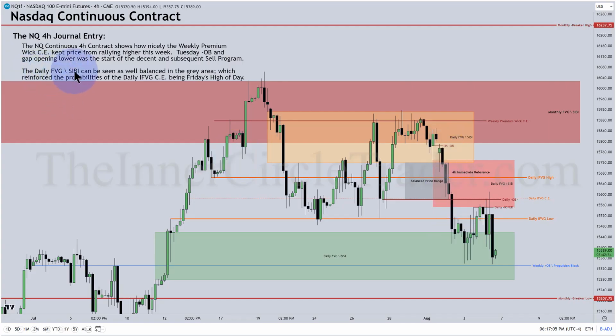The daily fair value gap SIBI can be seen as well balanced in the gray area. That's this area right in here. All of this is well balanced because it's back and forth price action. It's not just one candle. It's back and forth, up and down, which reinforces the probabilities of the daily inversion fair value gap consequent encroachment being Friday's high of the day. And we see that actually occurring here.